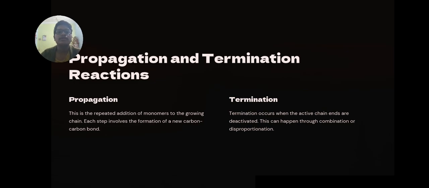Propagation and termination reactions. Propagation is the repeated addition of monomers to the growing chain. Each step involves formation of new carbon bonds. Termination occurs when active chain ends are deactivated. This can happen through combination or disproportionation.